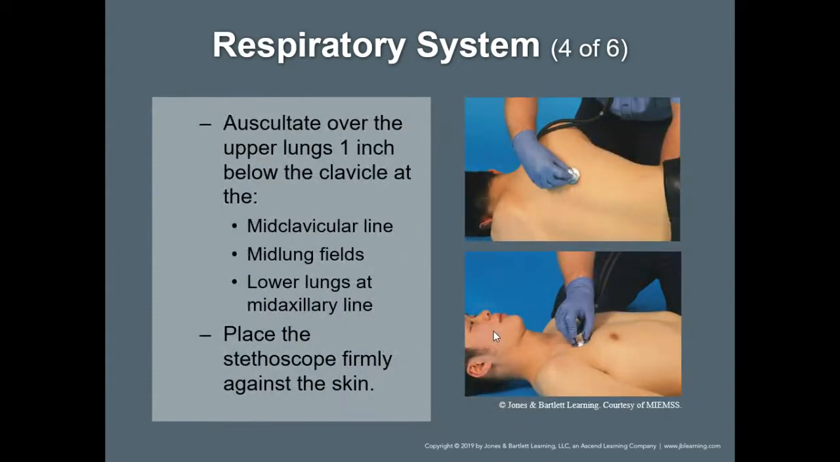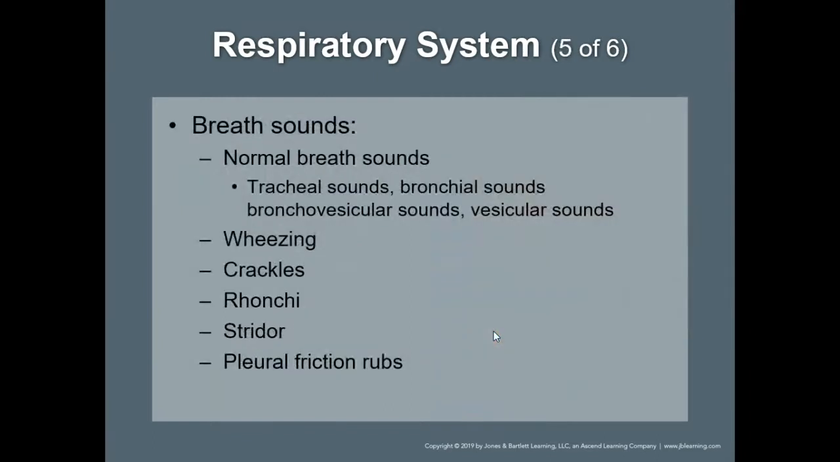Auscultate over the upper lungs 1 inch below the clavicle. So you have the mid-clavicular line, mid-lung fields, lower lungs, and mid-axillary line. Place the stethoscope firmly against the skin. If the patient is responsive, ask them to breathe in and out. And we do not listen only to one area of the chest. So you have to listen anterior and posterior. Don't miss your lung sounds. Very important.